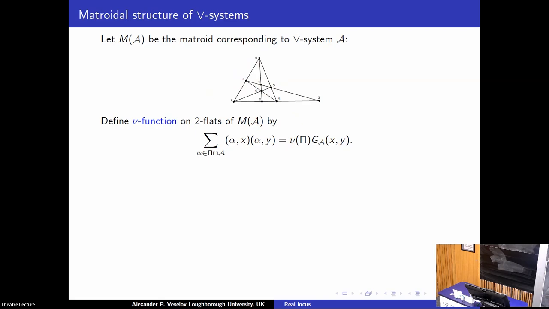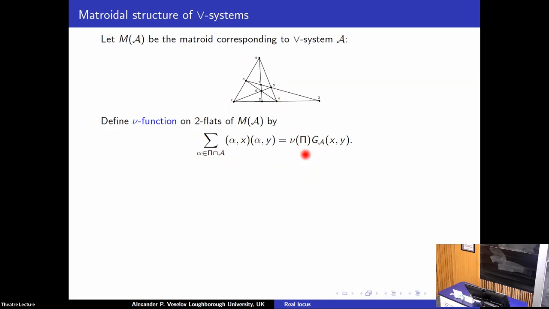And then if you have a matroid, then you check system, then you can define what we call the new function on two flats, on any two flats. And this is the thing. You consider, remember that GA of XI is this sum, but over all A. And if you consider a flat pi, then you can consider the sum simply within the flat.